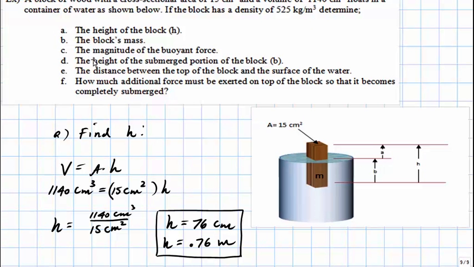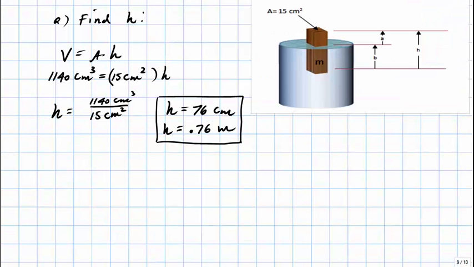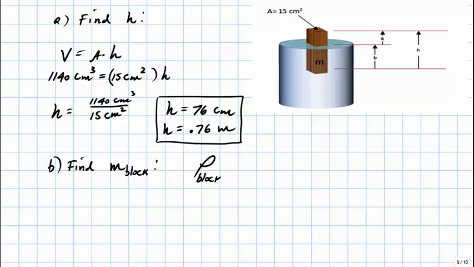In part B, we would like to determine the block's mass. In order to determine the block's mass, we can use the density equation. We know that the density of the block equals the mass of the block divided by the volume of the block.